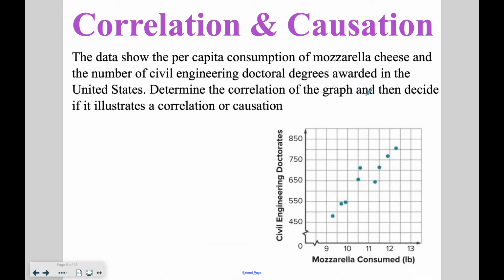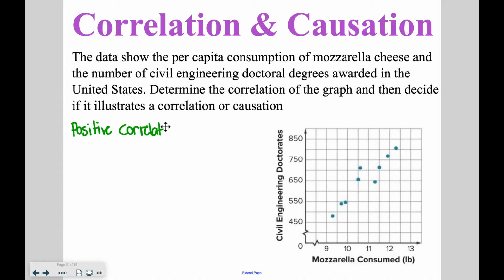Next thing we're going to look at is correlation versus causation. We're going to start by looking at that on a graph, so we have a visual thing to see. This particular graph shows the data per capita of the consumption of mozzarella cheese, so how much cheese people are eating, and the number of civil engineering doctorate degrees that are awarded. So if I look at my graph right here, it is following a positive correlation. It is going up. So that's our first job, is to talk about the correlation.